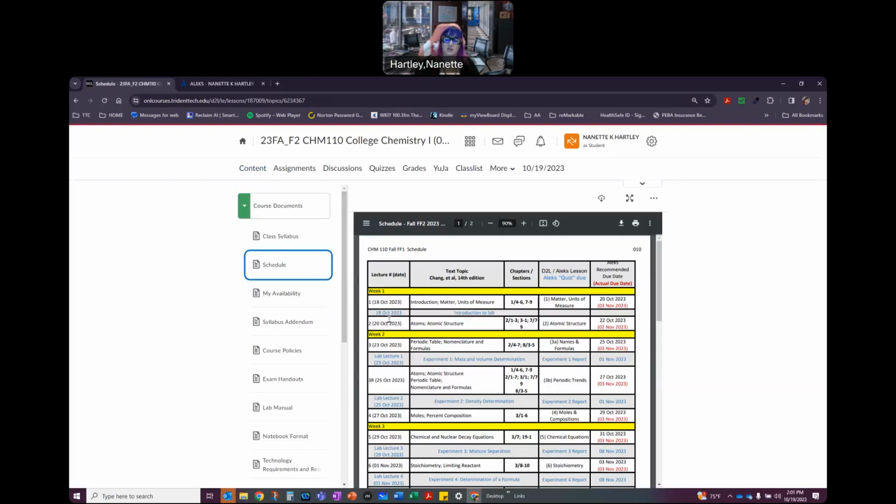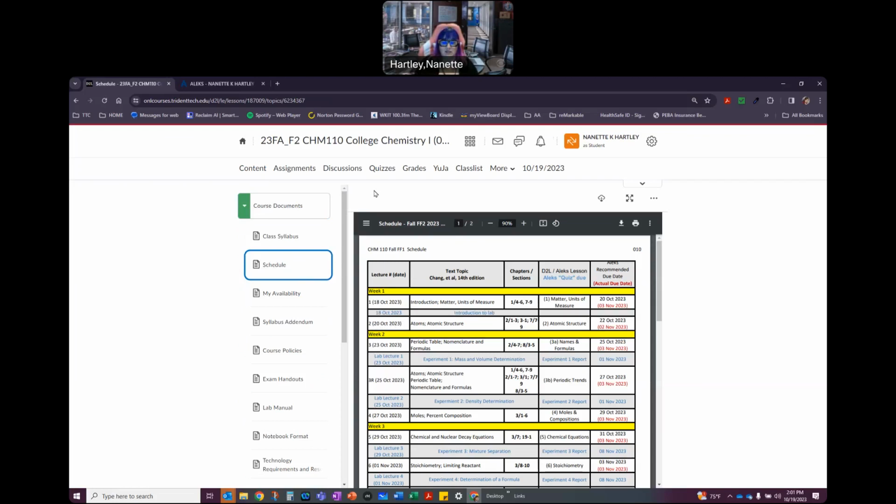What I will tell you is that there is a quiz that goes with every lecture except for lecture 1. Those quizzes close the day that the lecture was supposed to happen. So lecture 2, which has a quiz, is supposed to be done on the 20th of October. Its quiz will close at midnight of the 20th. So that's how that works.